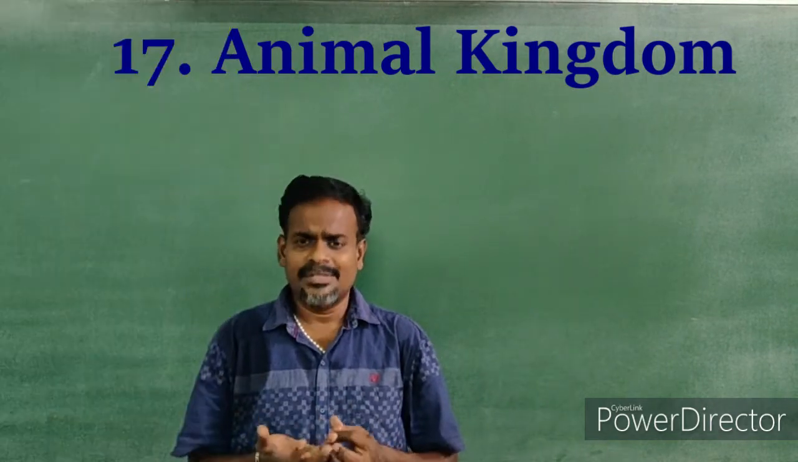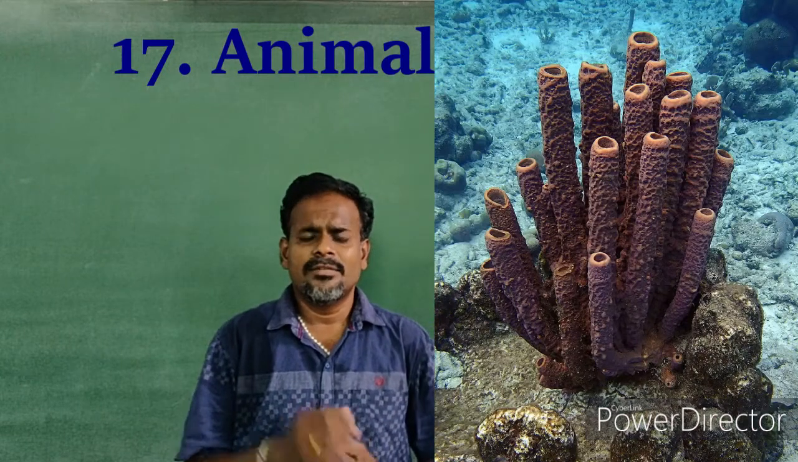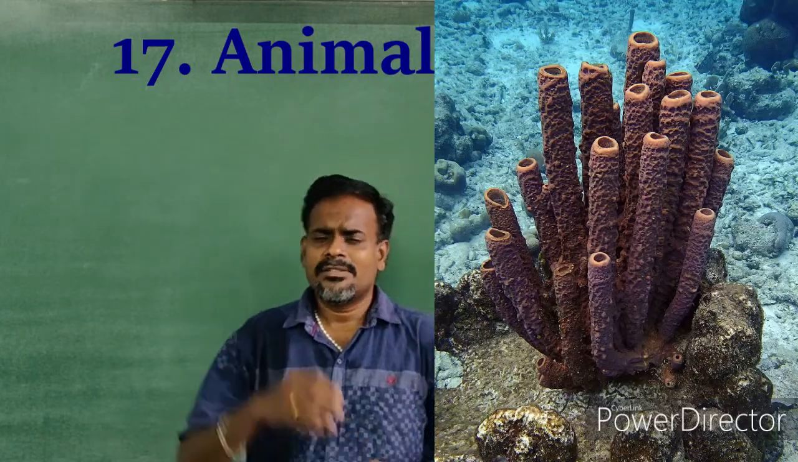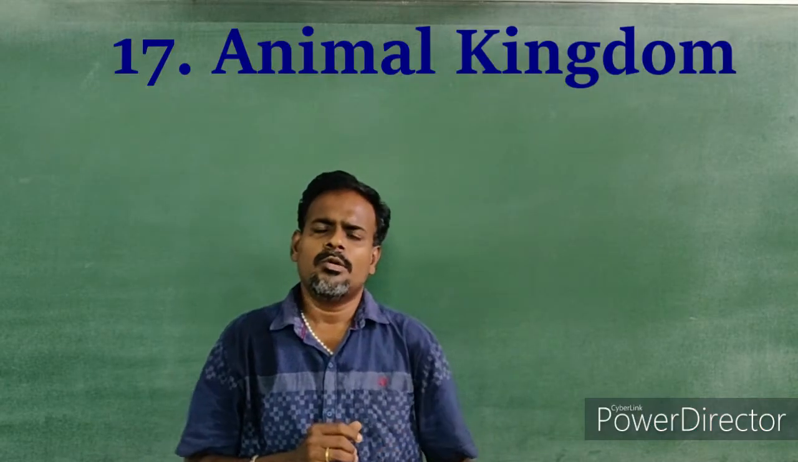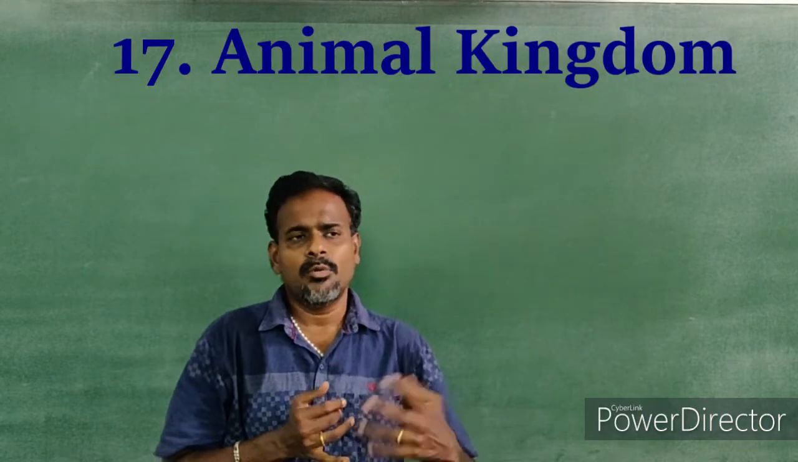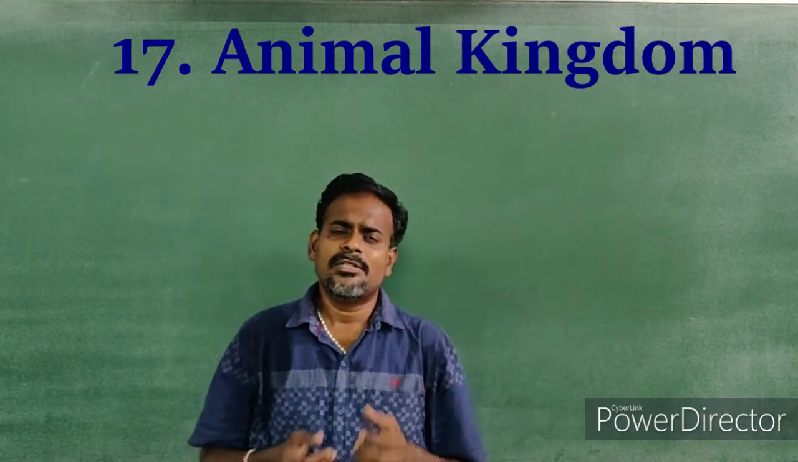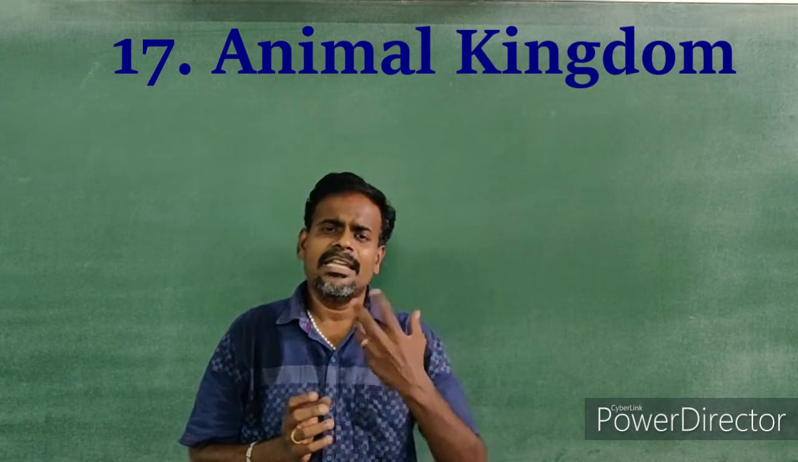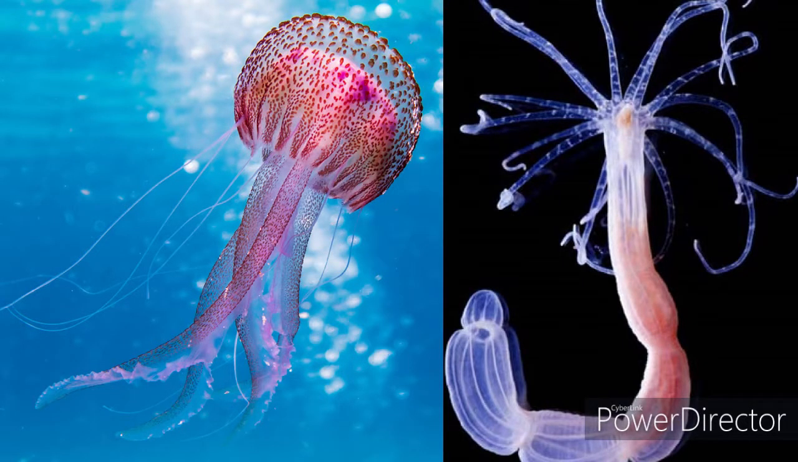First, Porifera. They are multicellular animals with pores on their surface. Example, sponges, which are found under the sea. They have small pores, and so they are known as Porifera or Poriferans. Second one is Coelenterata. These animals have a coelenteron, a cavity inside the body, and so they are known as Coelenterata. Example, Hydra and jellyfish.